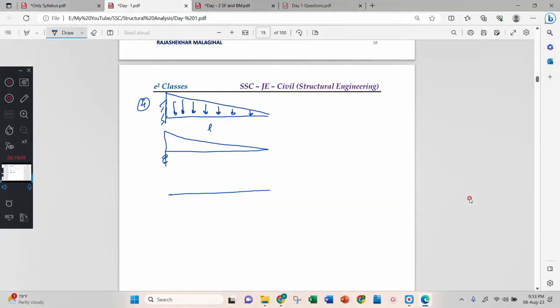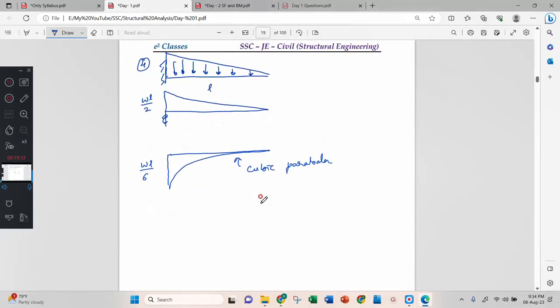Next, this is cubical. Cubic parabola. This is cubic parabola. This value is WL by 2. This value is WL by 6. Okay. 4 diagrams over. Next one.